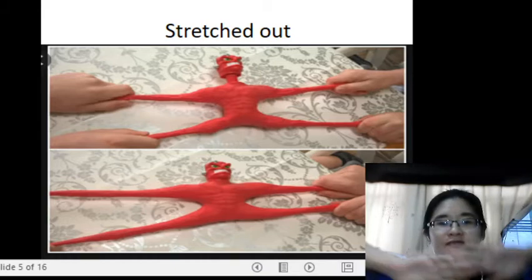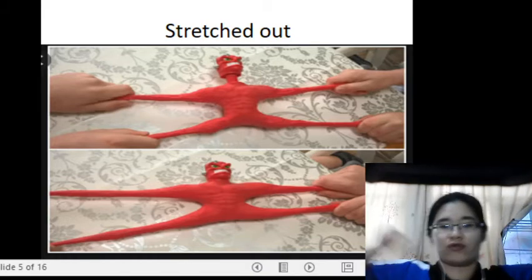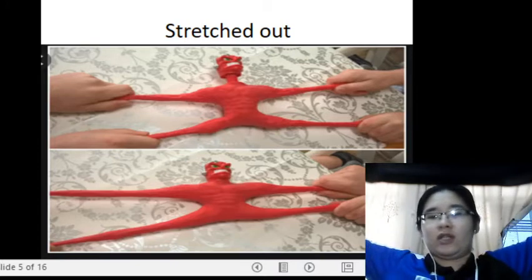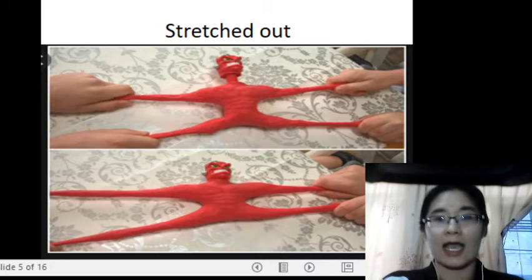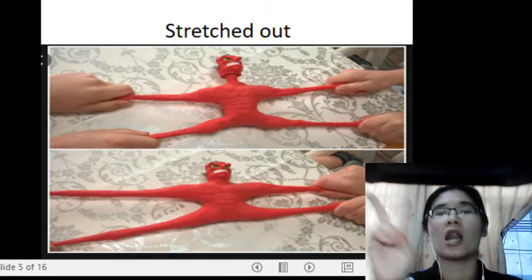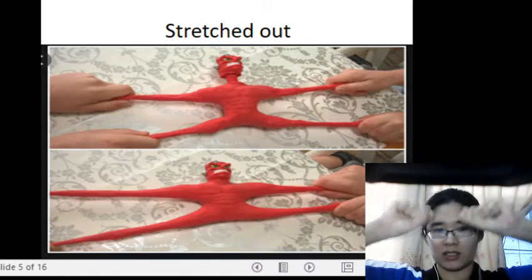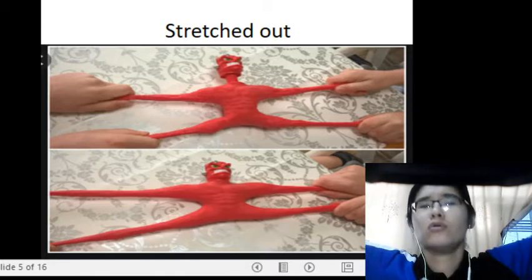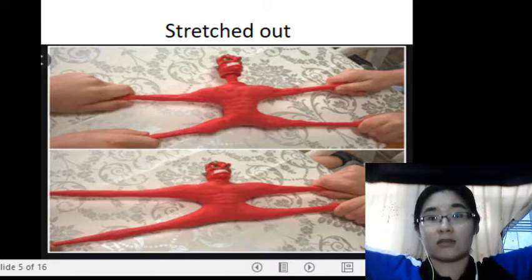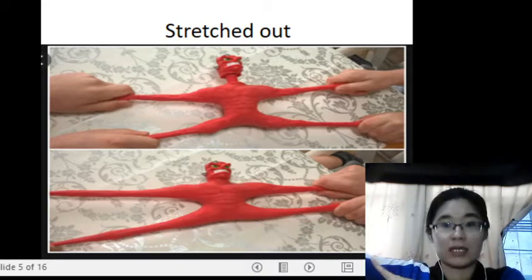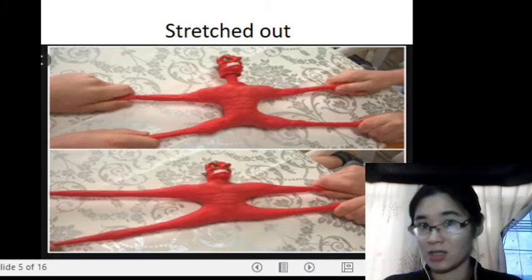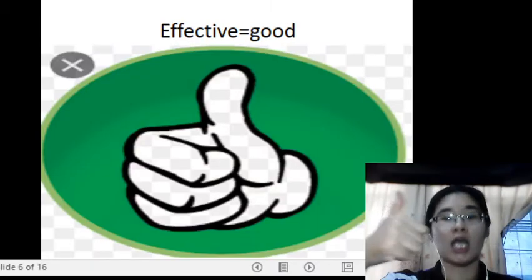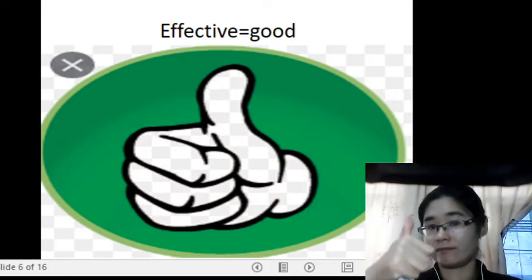Stretched out means very long. You stretch out very long. And remember the story that you listened to yesterday, the scarecrow has 2-meter long arms. Imagine you stretch your hands so long, 2 meters. Do you have hands of 2 meters? Are your arms 2 meters? I don't believe so. Maybe you are a scarecrow with 2-meter arms. Effective, good.